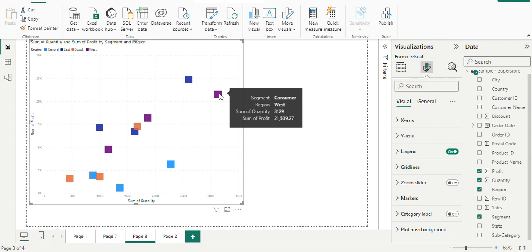So these scatter diagrams are really useful for comparing large amounts of data points without any regard to any specific time. The more data you include, the better comparisons you can make.